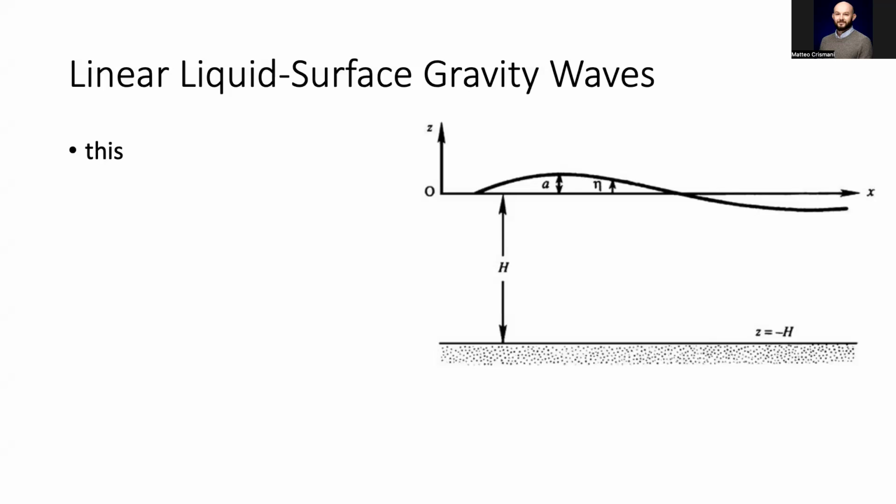Or I can also write this in terms of lambda. What was k in terms of lambda? Remember? 2 pi over lambda, right? So now I can write something like this: g lambda over 2 pi, tanh kh. Now we really have understanding here.